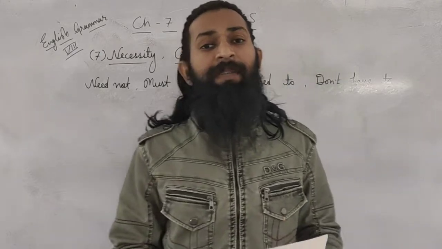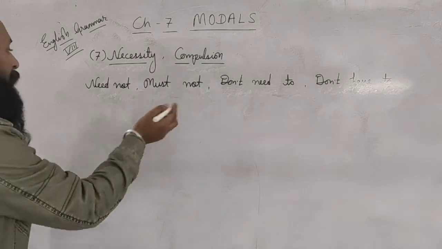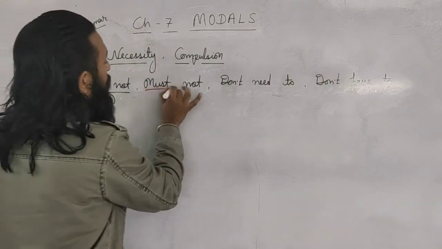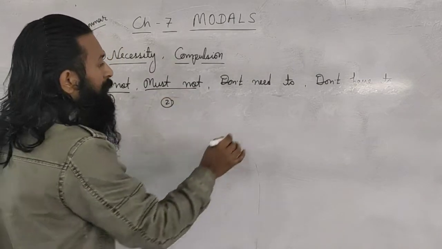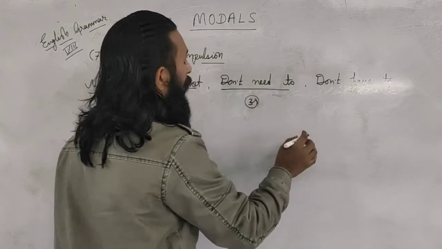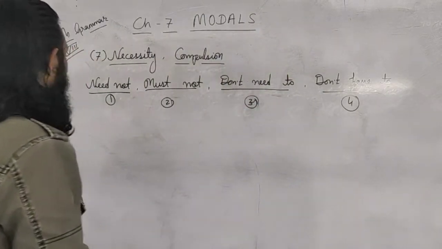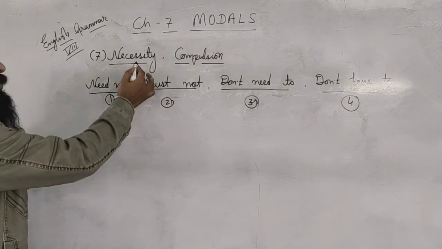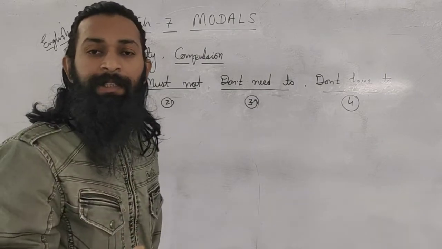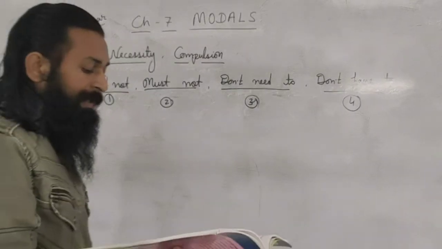Dear students, whenever we talk about necessity and compulsory, the modal condition, you have to remember that this type of words will be there. First, need not. Second, must not. Third, don't need to. And fourth one is don't have to. This type of words will be there if we talk about necessity and compulsion. First, need not means there is no necessity. Then, what kind of condition you have to use? Need not. All that thing we will study in detail.